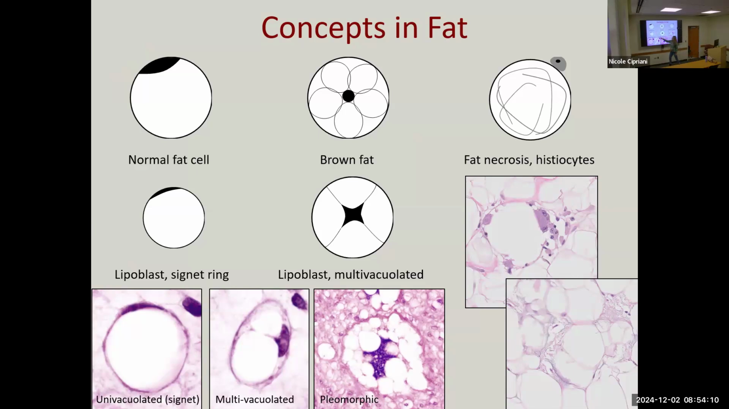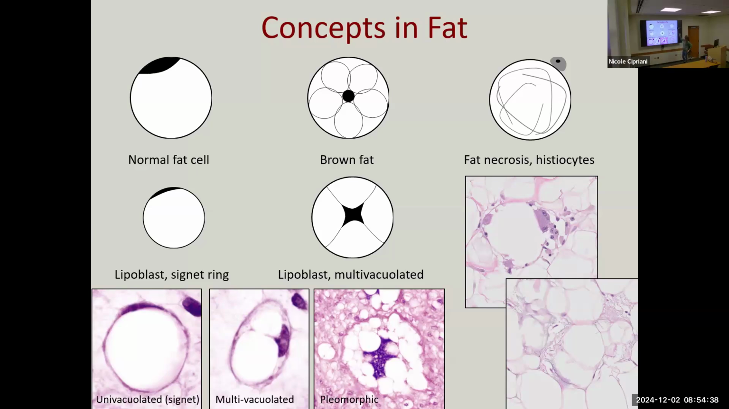Lipoblasts are sometimes smaller and sometimes bigger than normal fat, but should have indented nuclei. So that's a lipoblast. Whether it be signet ring, where it pushes the nucleus aside, whether it be bivacuolated and creates two indents in the nucleus, or whether it be multivacuolated and somewhat pleomorphic with multiple indents in the nucleus, those are lipoblasts.